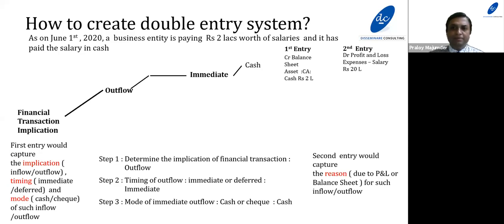Very simple concept. If it's an outflow, first entry would be credit, and the head would be balance sheet, asset, current assets, cash. Similarly, the second entry would be the reason for such outflow. Is it permanent or temporary? If it is permanent, it will come under the head profit and loss. So debit, profit and loss, expenses, salary.